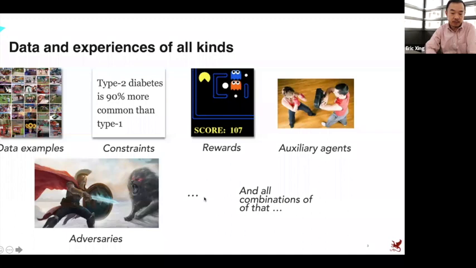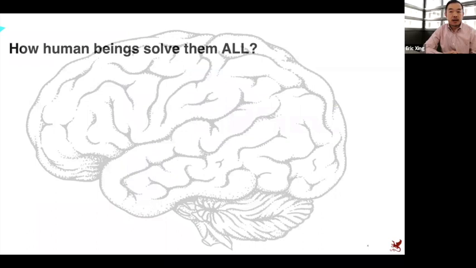So this is the type of data and experience environment of all kinds we are facing as a machine learning and AI researcher in building our agents. Now let's look at how human beings are handling these problems. As human beings, we deal with all these experiences daily and together. We're not dealing with only one type of experience at a time, right? We actually are very good at solving all of them.